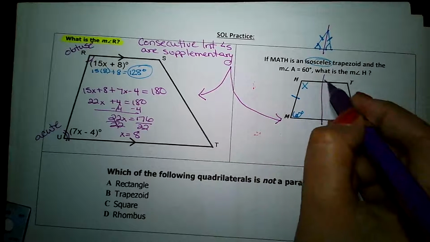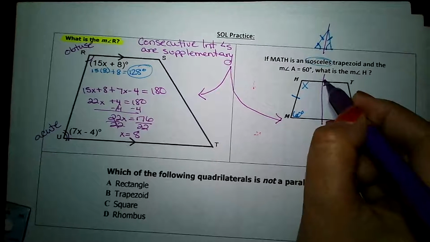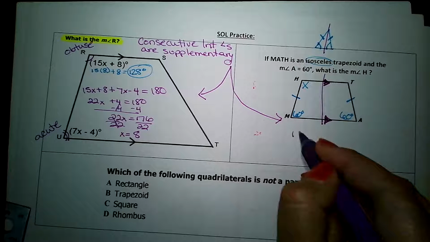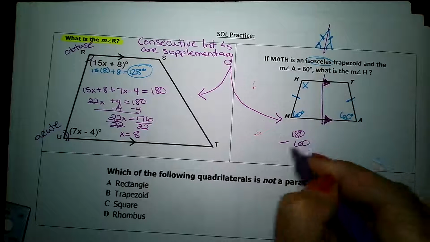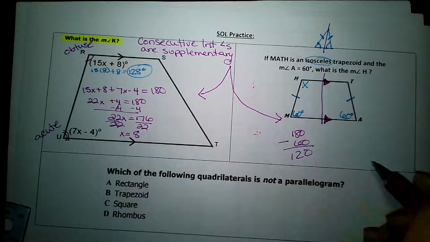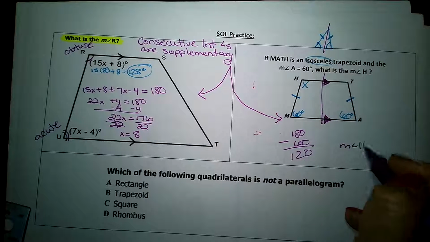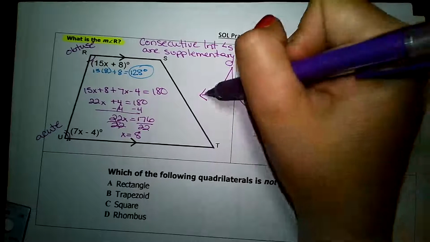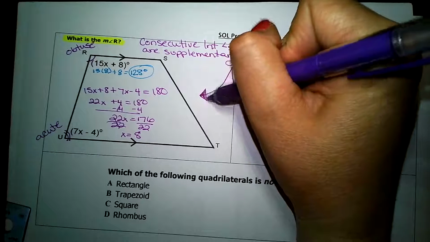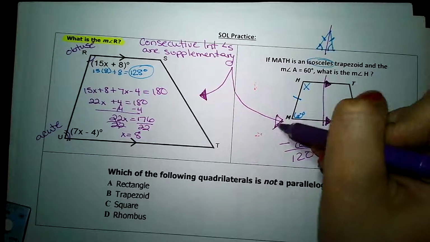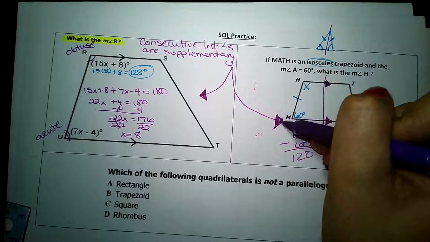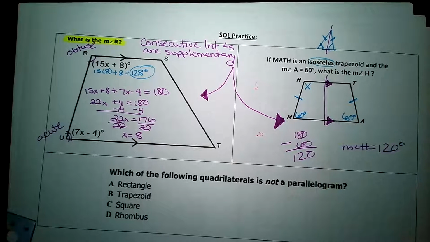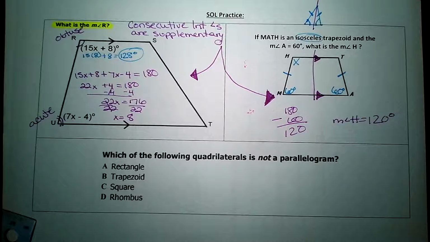If our parallel lines build consecutive interior angles that are supplementary, then angle H has to be 120 degrees. Man, this property is really coming in handy up here. I feel like we should go back to G2 and do some practice. It'd be good practice to see that again.